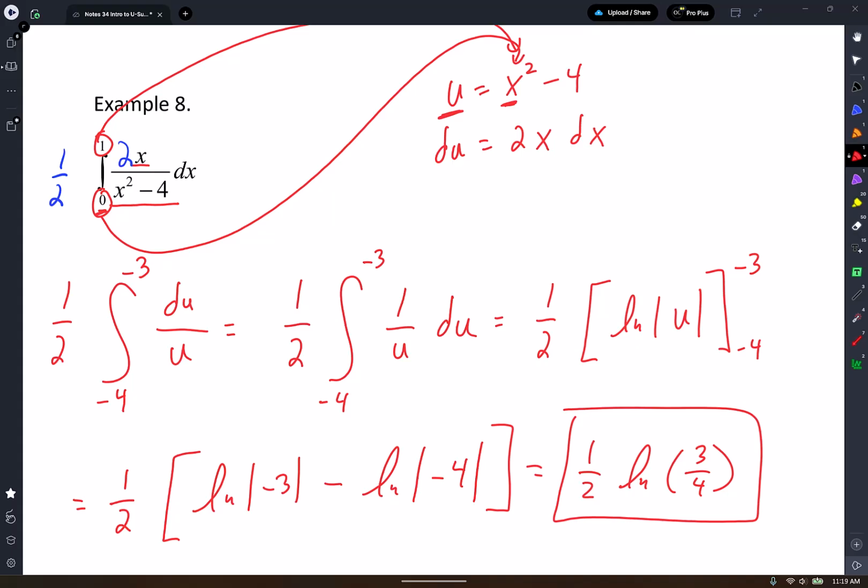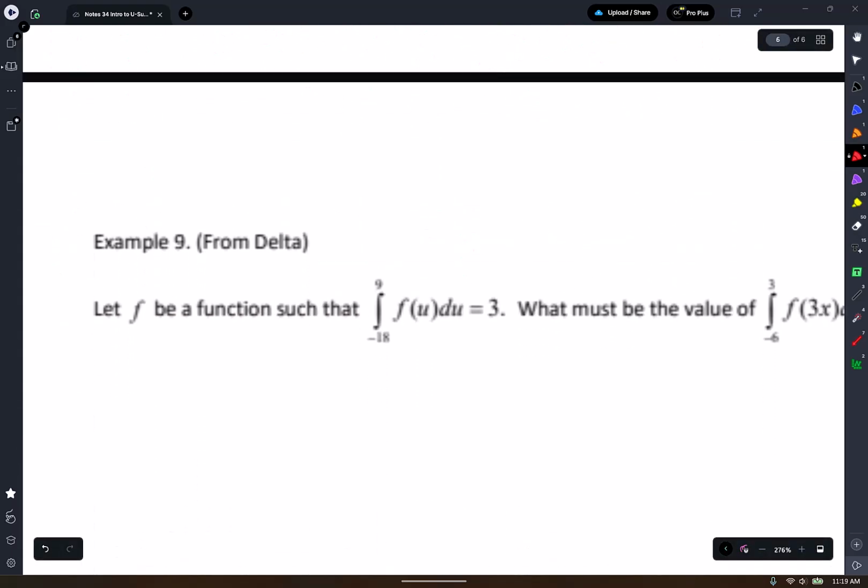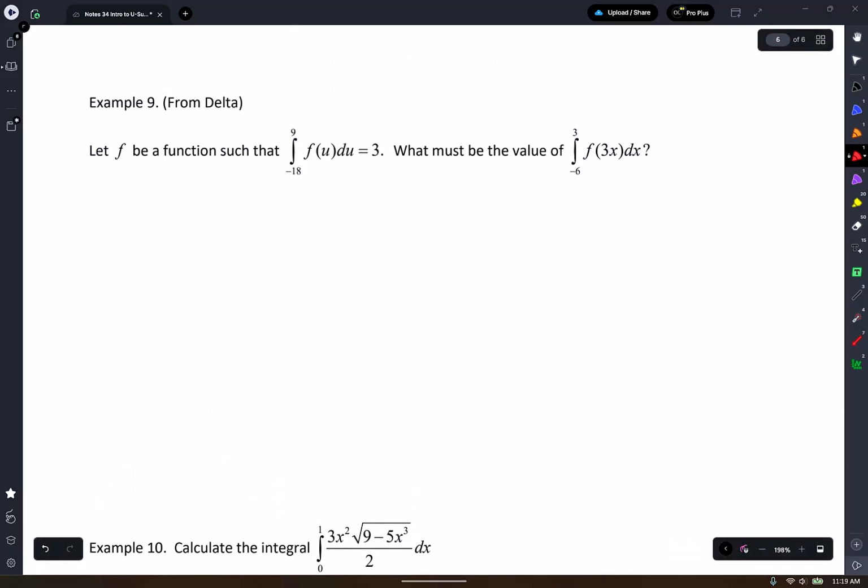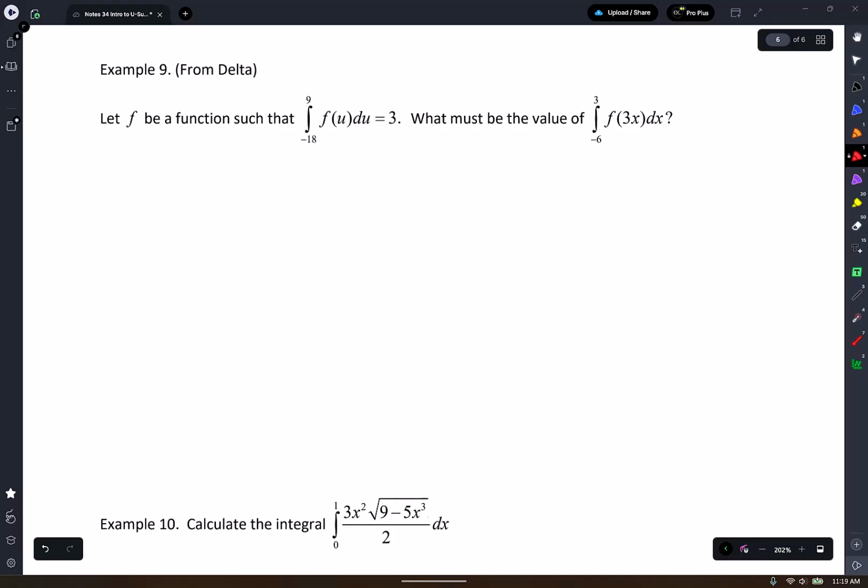Can you see all the algebra that's happening? Don't worry, we'll be fine. This is the last page, I believe. You guys ready?